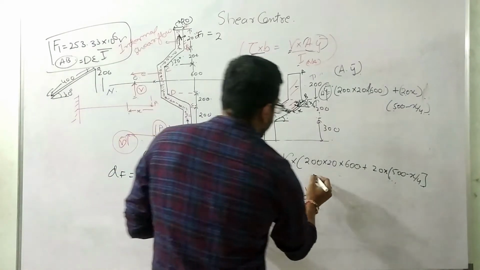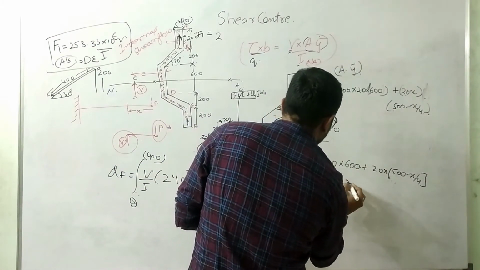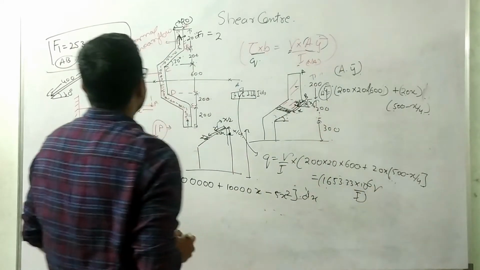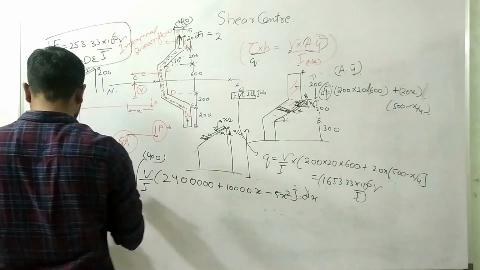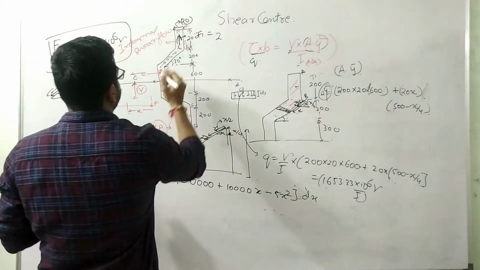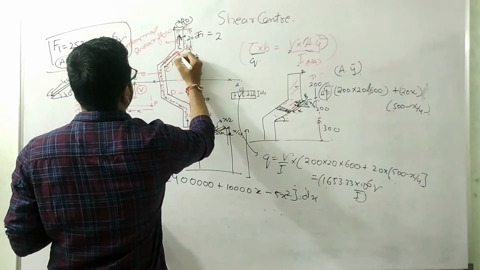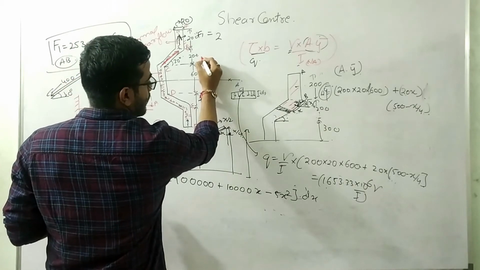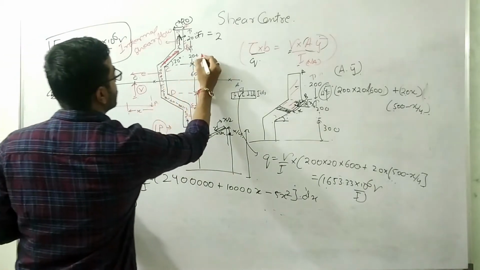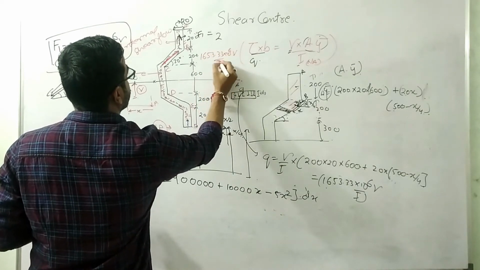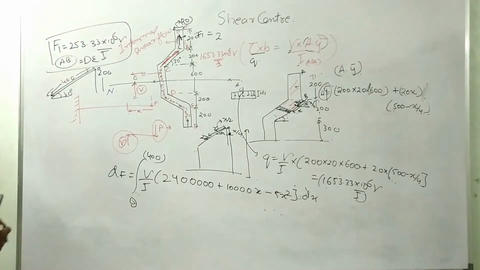Okay, so if I integrate this expression again, from 0 to 400, the value comes out to be 16533.33 into 10 to the power 6 V over I. Okay. So the net shear force, the net F force for the BC segment, will be nothing but 16533.33 into 10 to the power 6 V over I. Okay. So this thing we have calculated.